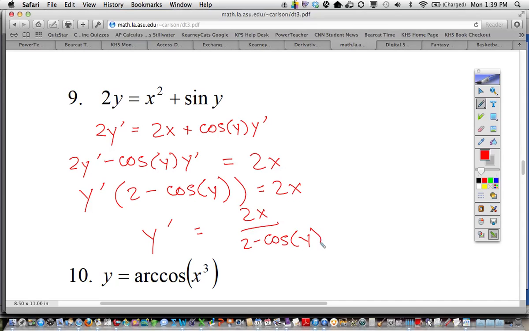And your final answer will probably have a mixture of x's and y's in it. That's normal. Okay? That's implicit differentiation.